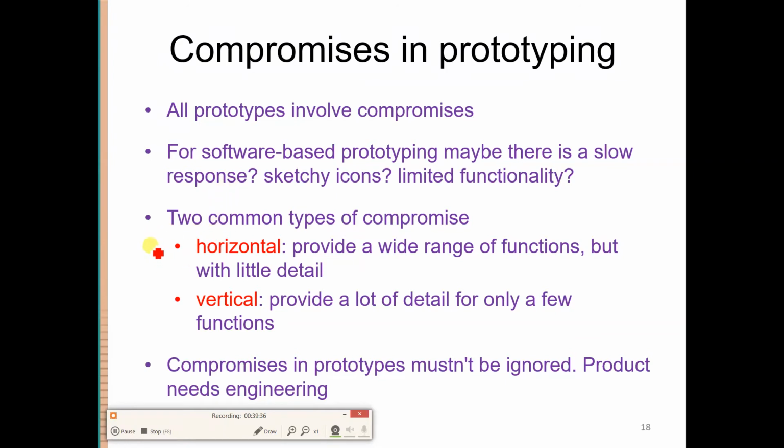Now let's make some categorization for the compromises. One is called the horizontal compromise, the other is called the vertical compromise. Horizontal compromise provides a wide range of functions but with little detail. So if we are constructing the prototype with the horizontal compromise, we are trying to provide a range of functions. Many functions are there, but these functions are not actually fully functional. They are not doing the complete job, they are just being shown there, but details are not there for these functions. They are not completely implemented.